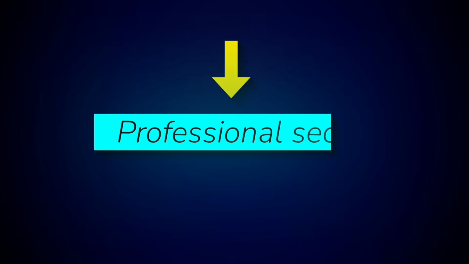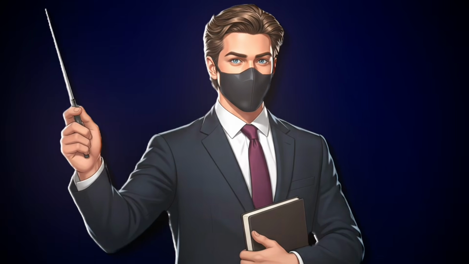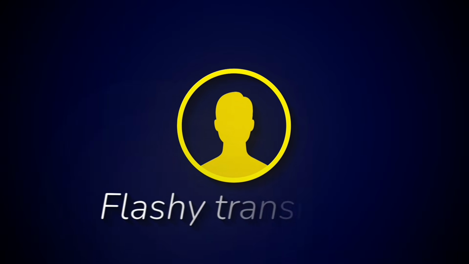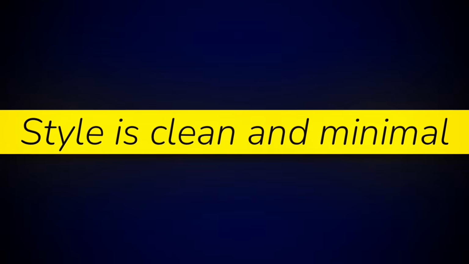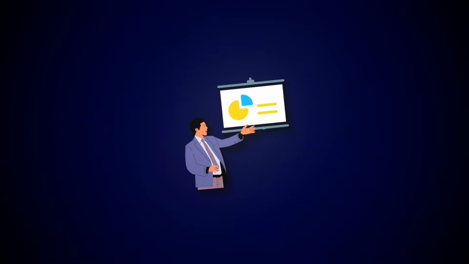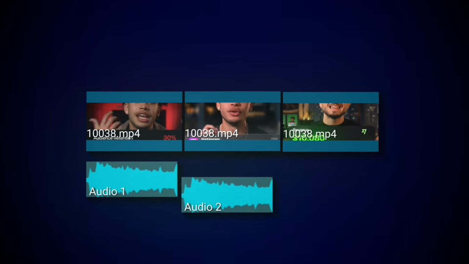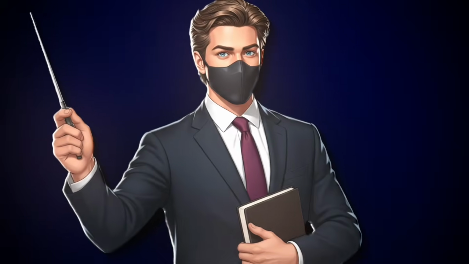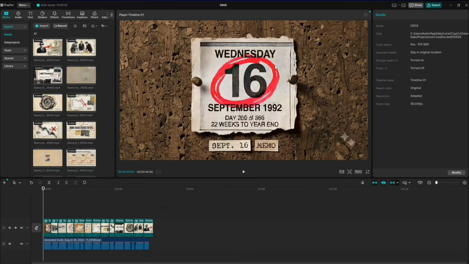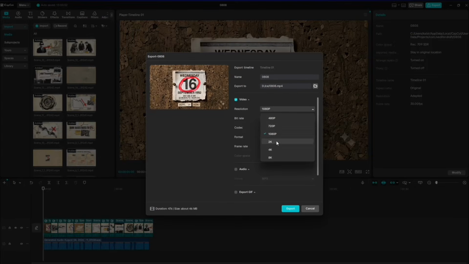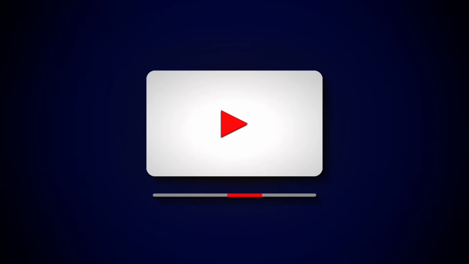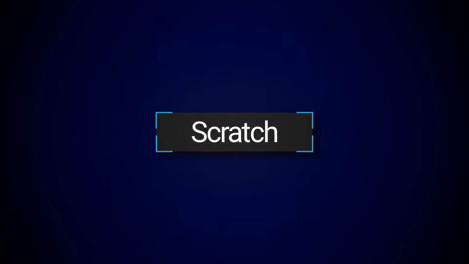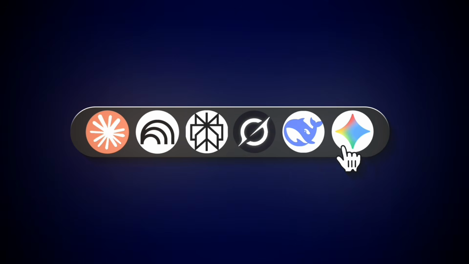And here's a professional secret. For Vox-style animation, you don't need to apply flashy transitions or excessive effects. The style is clean and minimal by nature, so keep it that way. Just focus on making sure every scene syncs perfectly with the voiceover, and the flow feels natural from start to finish. Once you're satisfied, export your video at the highest resolution possible to preserve all that crisp quality, and that's it. That's exactly how you create a professional Vox-style animation video from scratch, using only free tools.